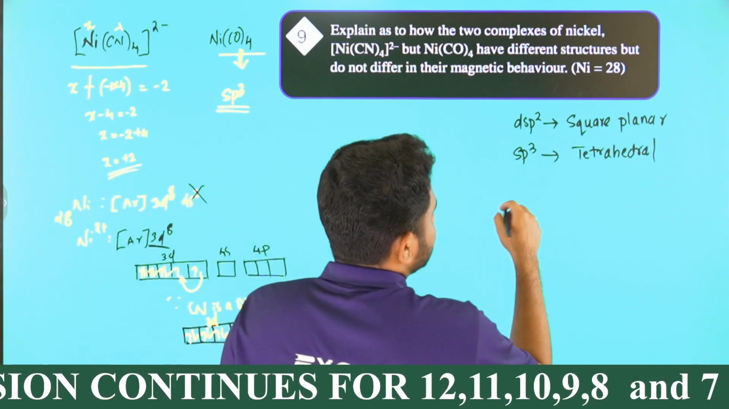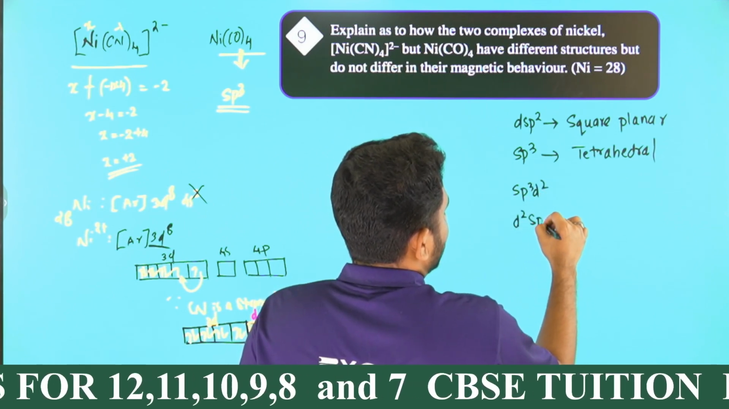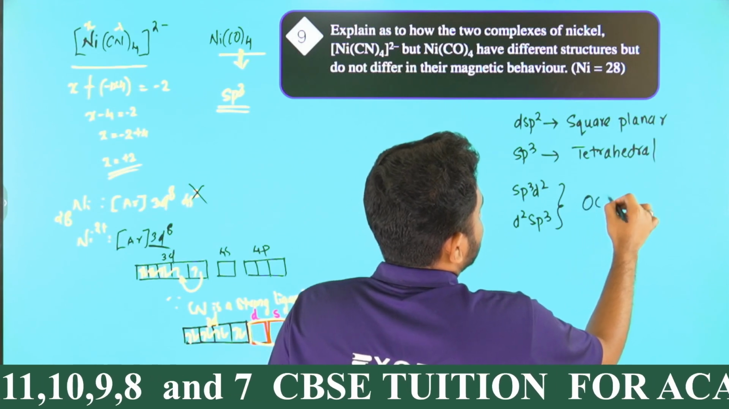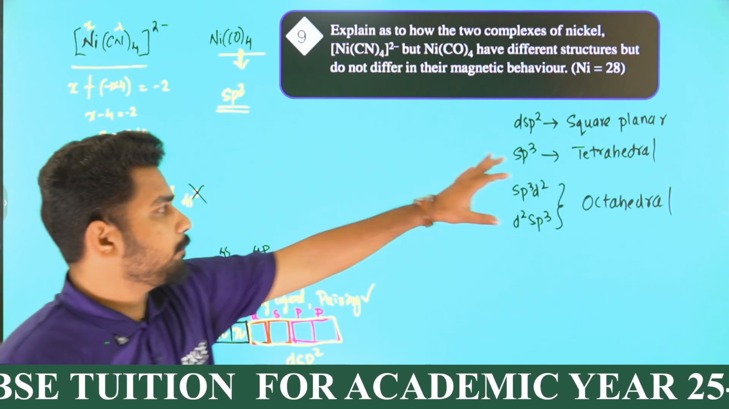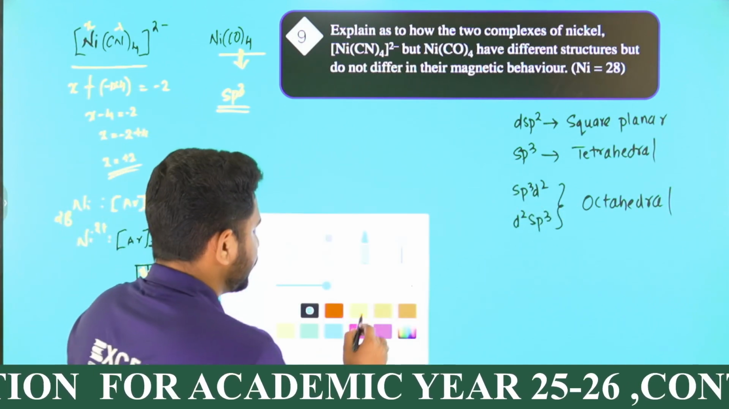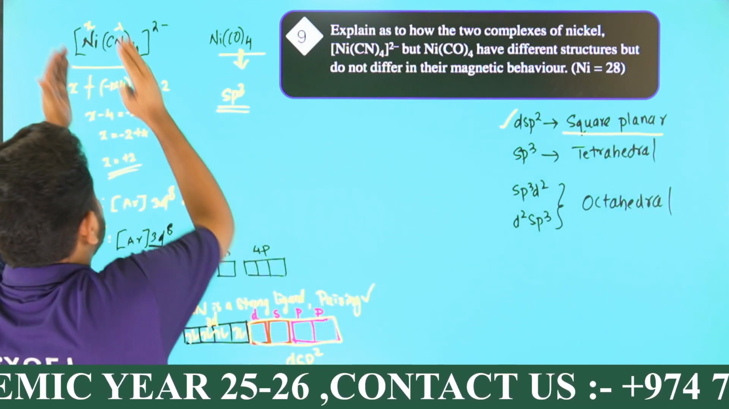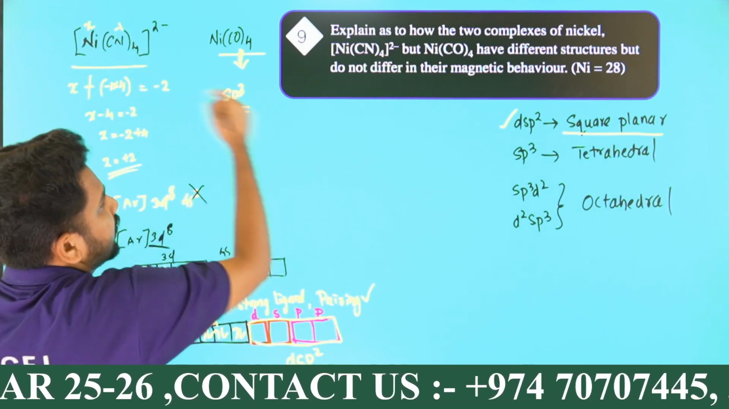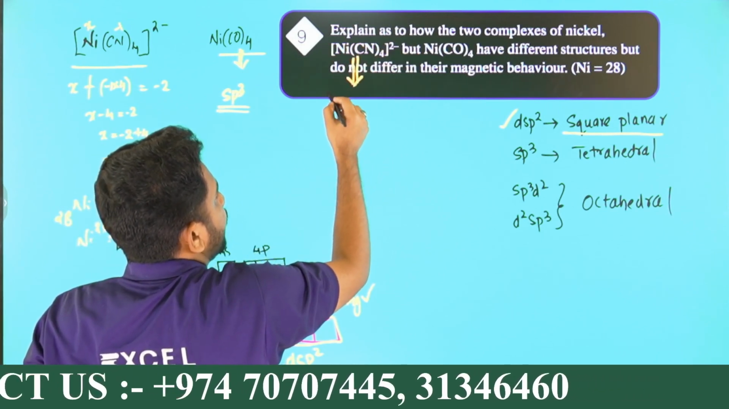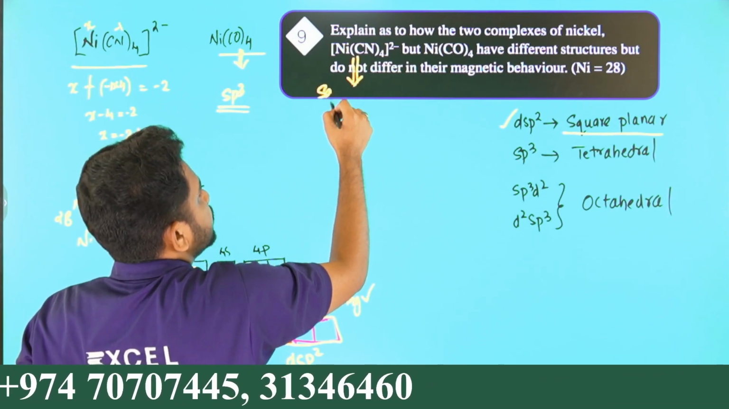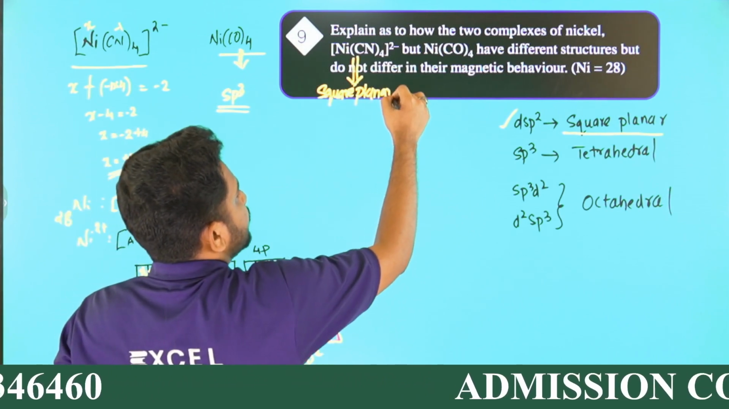And if the hybridization is sp3d2 or d2sp3, it will be octahedral. These are the points you need to remember, but here we need only these 2 points. A dsp2 structure is square planar. That means this compound, [Ni(CN)4]2-, has a square planar structure because it has dsp2 hybridization.